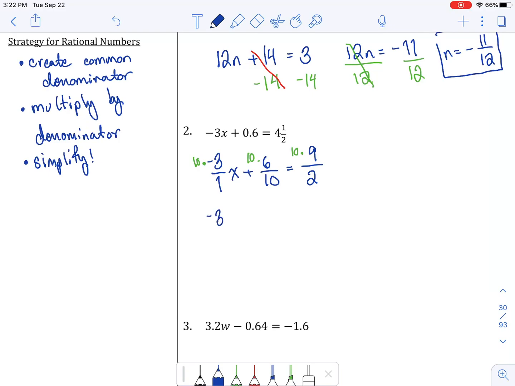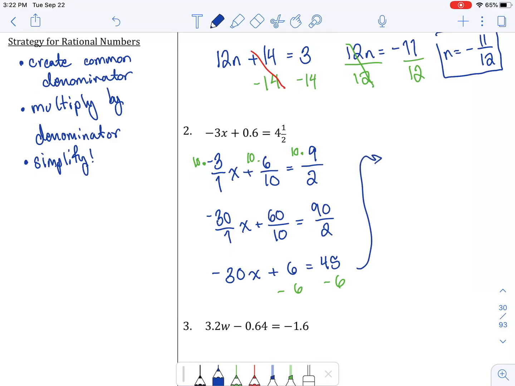And then you have -30/1, because the whole number multiplies into the numerator, plus 60/10 equals 90/2. And then again, the whole thing will simplify. -30x plus 6 is equal to 45. Now from there, it's a straightforward solving problem. We subtract 6 on both sides, and we end up with -30x is equal to 39.